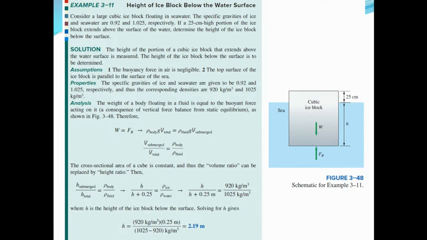So consider a cubic ice block floating in seawater. Specific gravities of ice and seawater are 0.92 and 1.05 respectively. If a 25 centimeter high portion of the ice block extends above the surface of the water, determine the height of the ice block below the surface. We want to determine h, the height of the ice block below the surface, which is h in the figure. So now the height of the portion of a cubic ice block that extends above the water surface is measured, and we need to determine h.